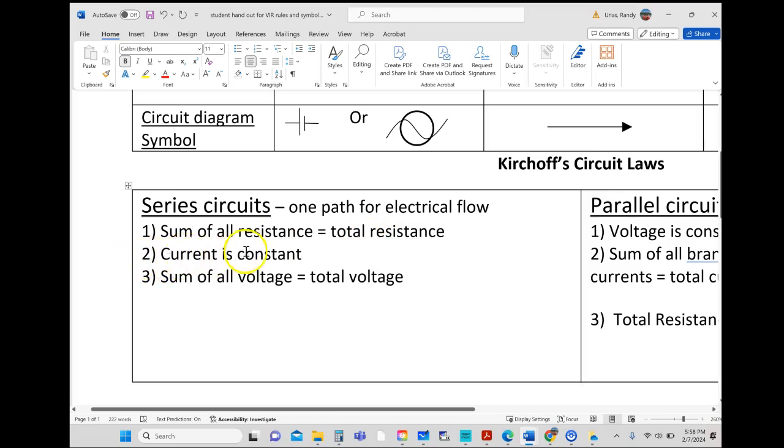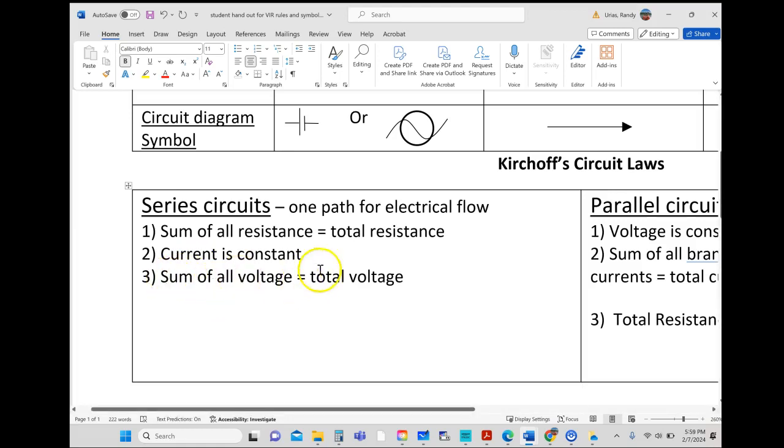Next rule, current is constant. Now, this is something that's going to be missing a lot of times, and you are going to have to be able to calculate it. Once you calculate it, current is constant. That basically means that it never changes. Whatever goes in is always going through the circuit, through all the resistors, coming out the resistors, through the lamp, out the lamp, it's the same. Which isn't entirely true, because when it hits resistors and lamps, it does kind of trickle down a little bit, but not a whole lot.